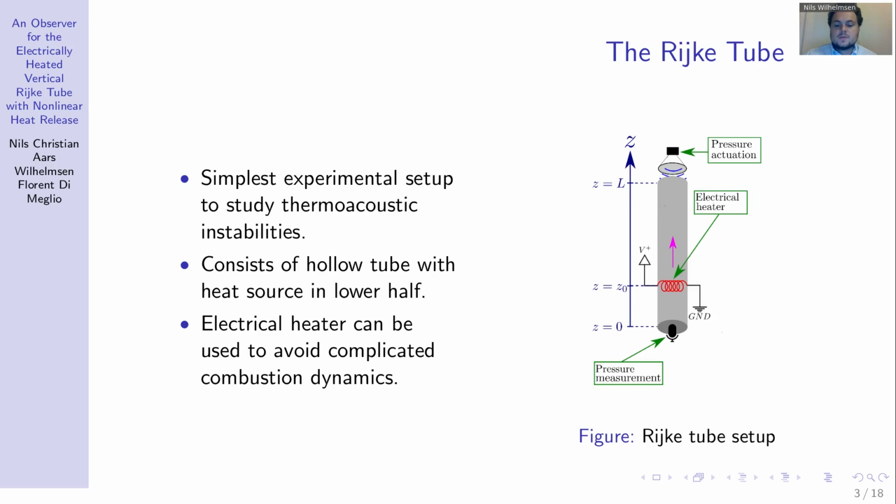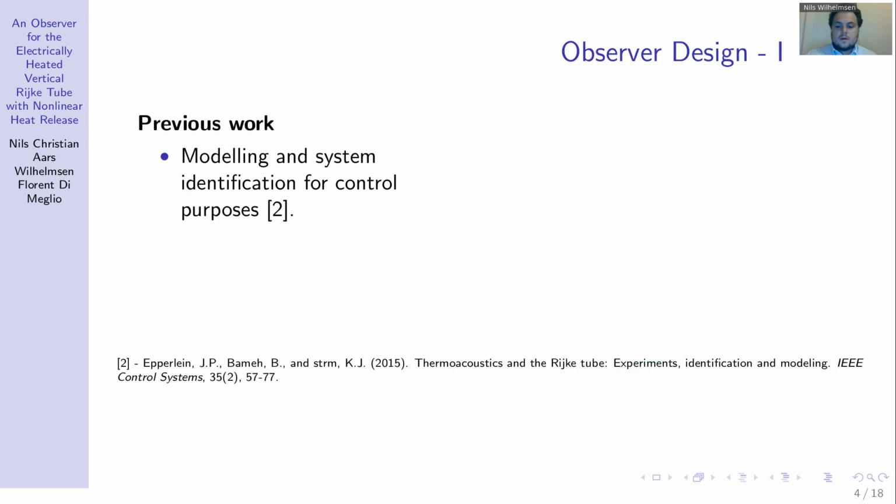In combustion systems and the original Rijke tube, the heat source is a flame, but these can be difficult to model in practice. We will in this paper be concerned with observer design to estimate the pressure, velocity and heat release in the Rijke tube from a pressure measurement at the lower boundary, as shown in the figure. For this objective of observer design, the paper referenced here gives a good foundation for the observer and also possible controller design for the Rijke tube.